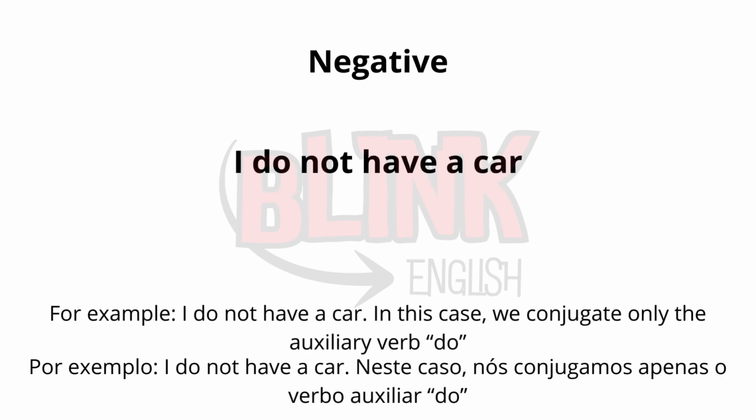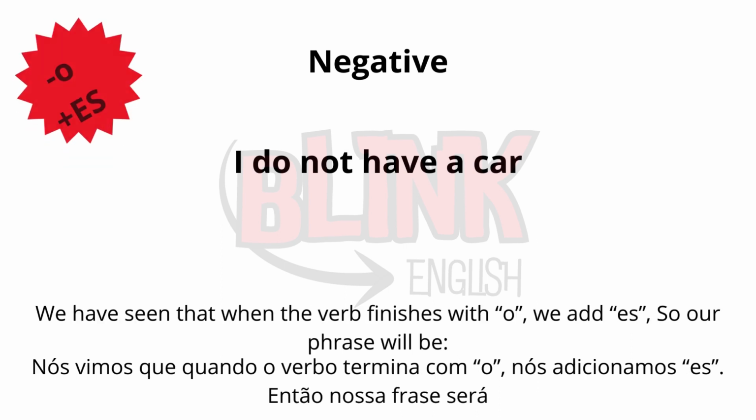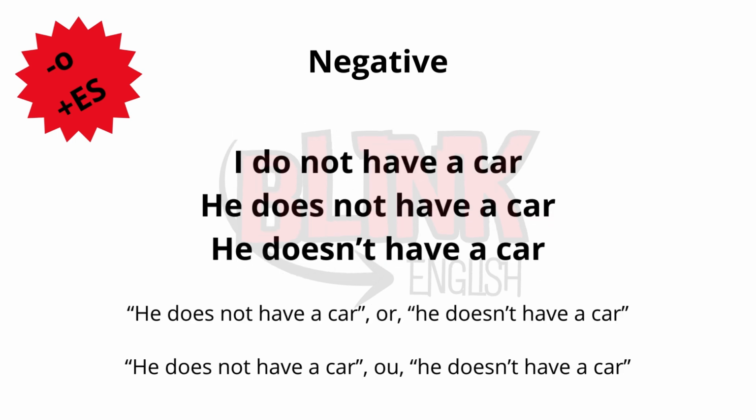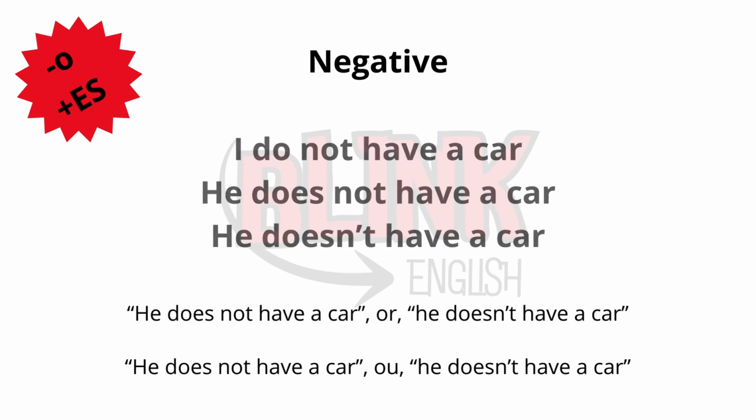For example, I do not have a car. In this case, we conjugate only the auxiliary verb, do. We have seen that when the verb finishes with o, we add es, so our phrase will be, he does not have a car, or he doesn't have a car.